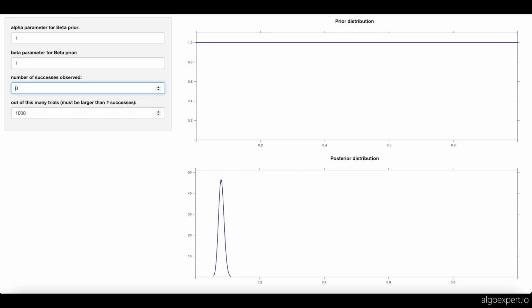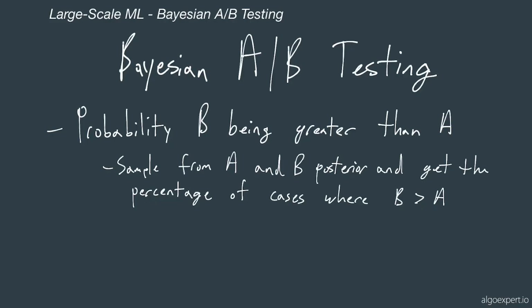If one group has 7%, that would be here, out of 1,000 trials, and the other group had 80 out of 1,000, then the Bayesian approach is to compare those distributions and not just the single numbers that we got for the frequentist approach. So in the Bayesian approach, we want to know the probability of B being greater than A. And in this case, we would examine the beta distribution produced by group B and the beta distribution produced by group A. How we do that is we sample from A and B's posterior, that's the distribution that we just saw, and we get the percent of the times that B is greater than A.